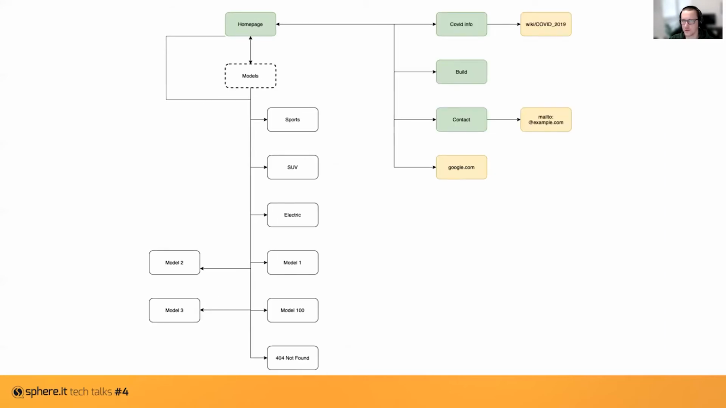The second step would be to search through all these items that we've already found on the root page. The models were already identified. The child elements were identified, so that's why we are skipping it in this step. For the COVID info page, we identified the link to an external resource, Wikipedia. For contact, the same.